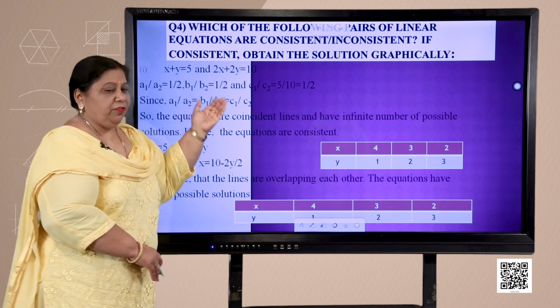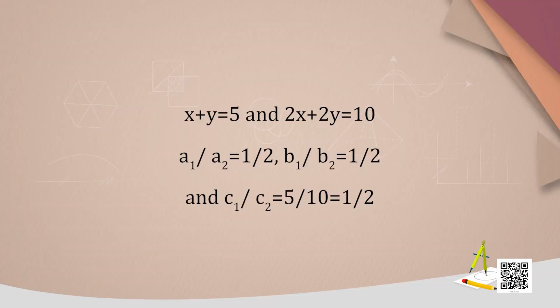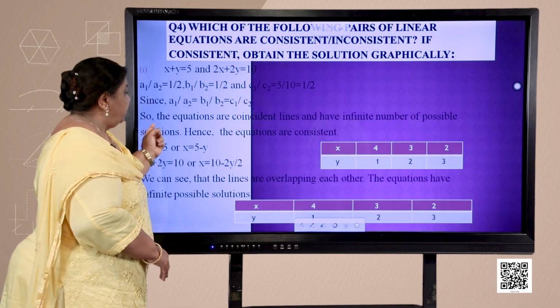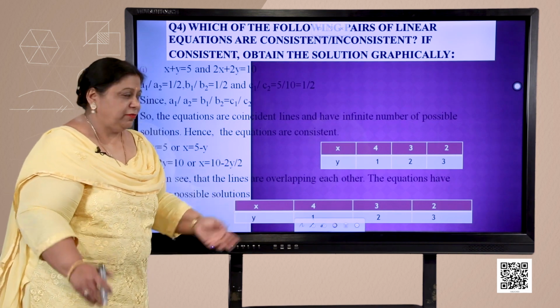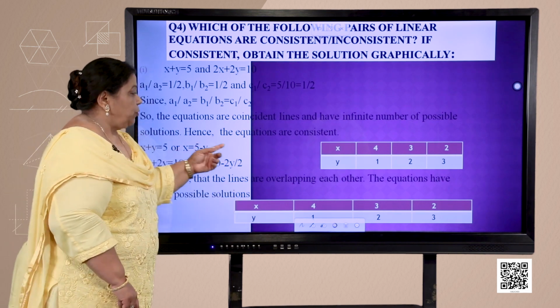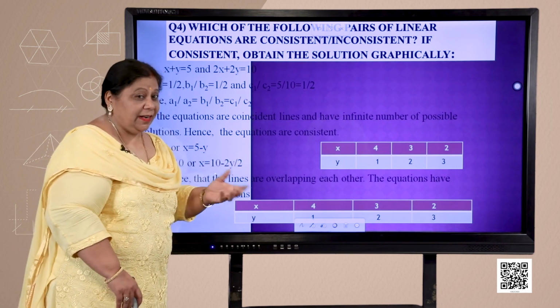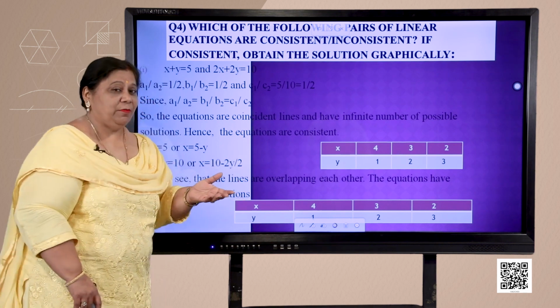x plus y is equal to 5 and 2x plus 2y is equal to 10. We have a1 upon a2 is equal to 1 upon 2, b1 upon b2 is equal to 1 upon 2 and c1 upon c2 is equal to 5 upon 10. In this case, we have the equations are coincident lines and they have infinite number of solutions. Hence, the equations are consistent. Let us draw the graph. For that, we require tabular column.